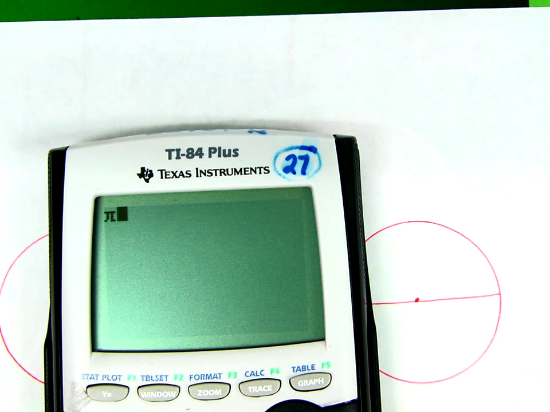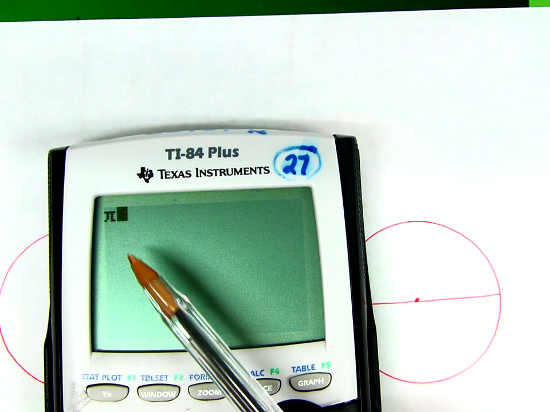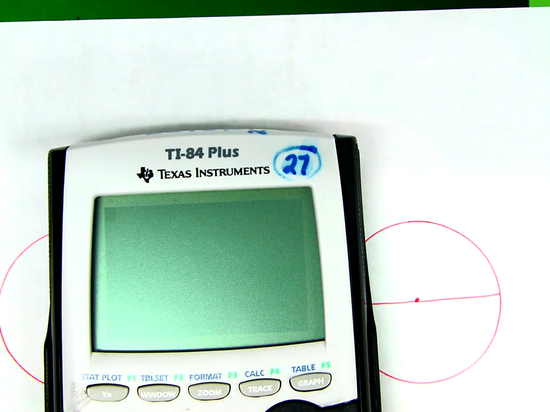I want you to use your calculator's pi for all of these calculations. I know that you know that pi is about 3.14. Let's all be consistent. Just use the pi key in the calculator.